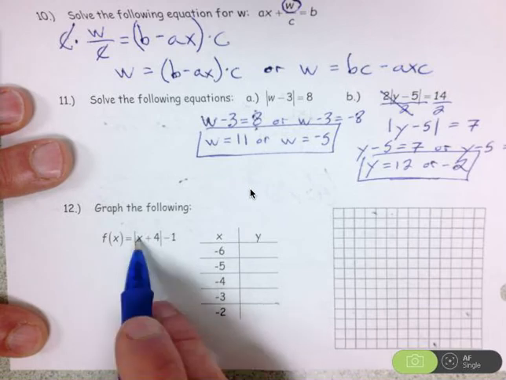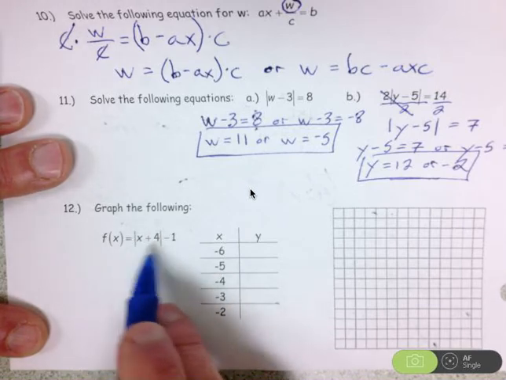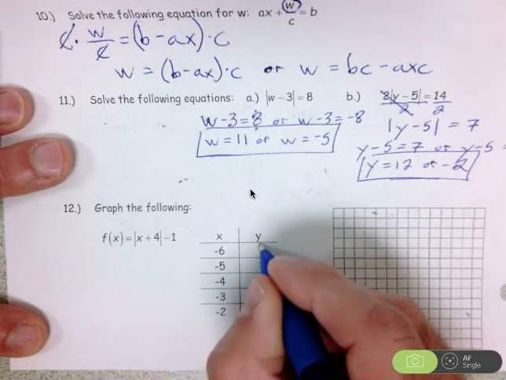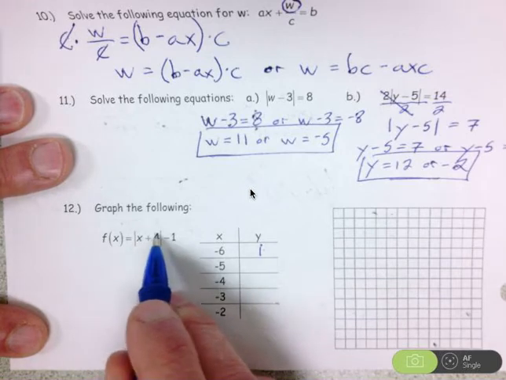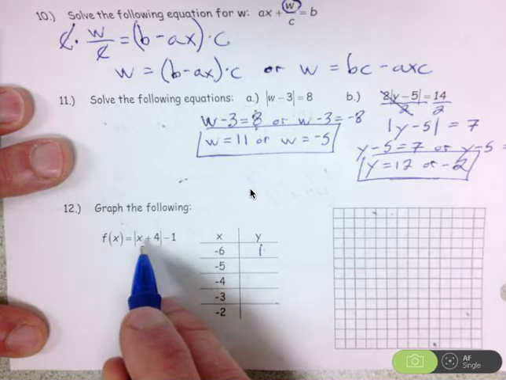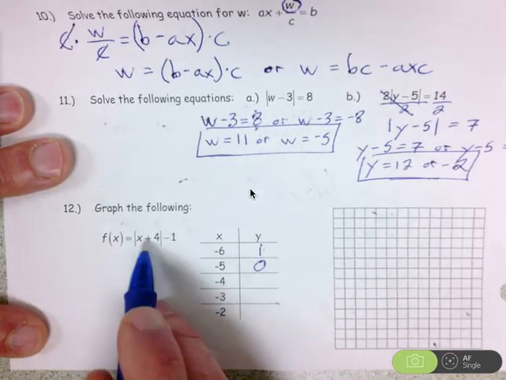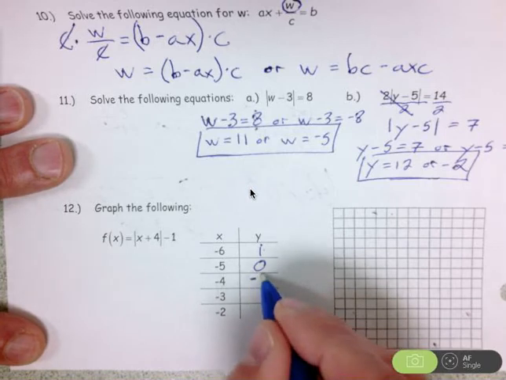So negative 6 plus 4. That gives me a negative 2. The absolute value of negative 2 is 2. 2 minus 1 is 1. Negative 5. Negative 5 plus 4 would be negative 1, but the absolute value of that would make positive 1. 1 minus 1 makes 0. Negative 4. Negative 4 plus 4 makes 0, and the absolute value of 0 is just 0, so I'm left with just my negative 1.